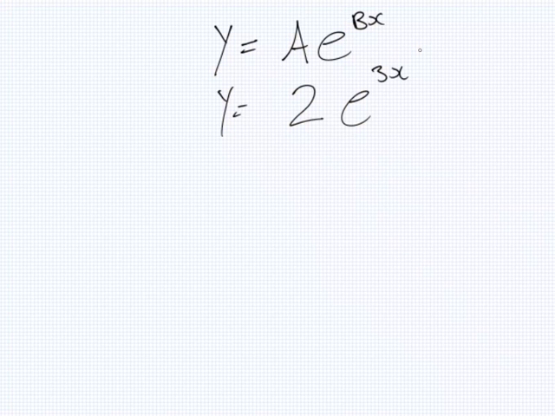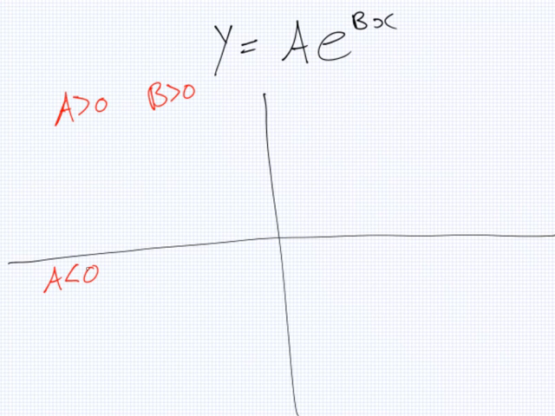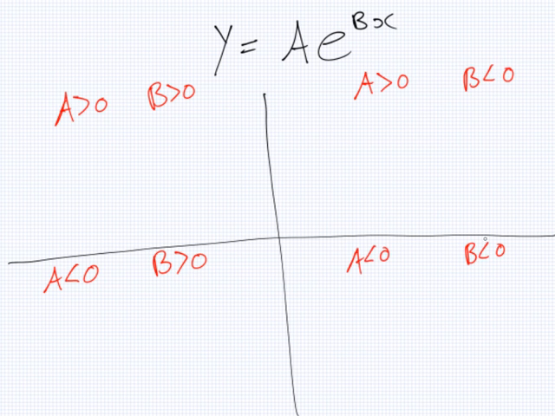So I need to show you the four possibilities for what could happen with the graph. The first possibility is the easy one: a is a positive number and b is a positive number. The second possibility is a is negative and b is positive. Or a could be positive and b could be negative, and lastly a is negative and b is negative. What's wrong? What's confusing? I'd love to know what's confusing.